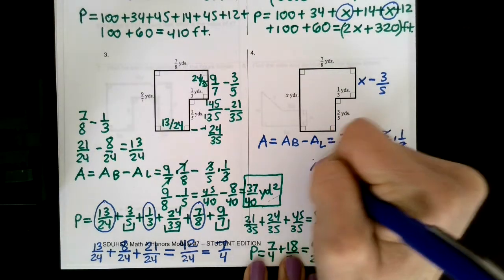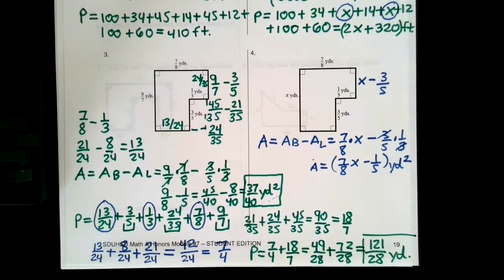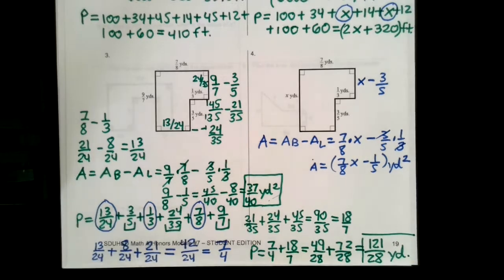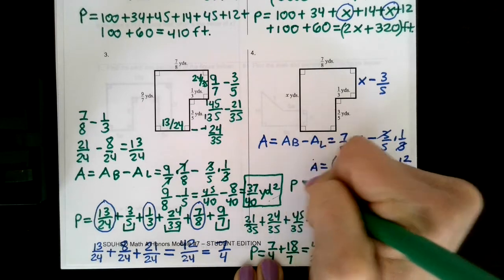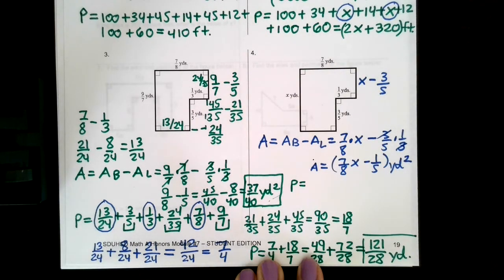So this one was area. Do you think I can fit perimeter in that spot right there? Probably. Okay, challenge accepted. If not, there's always room on the back, right?